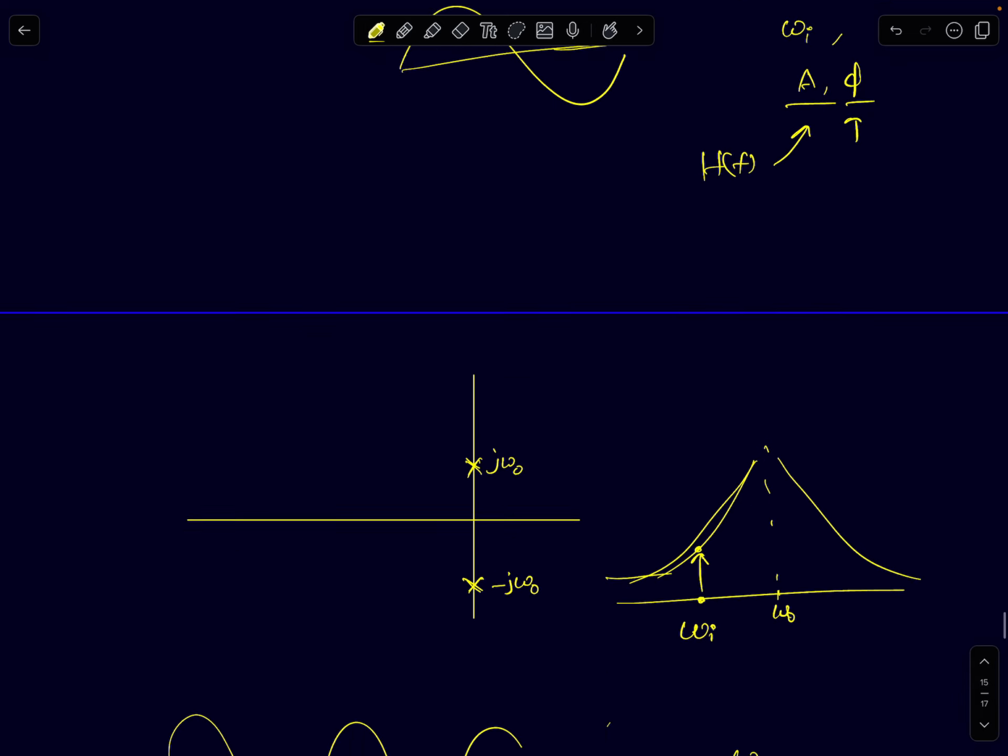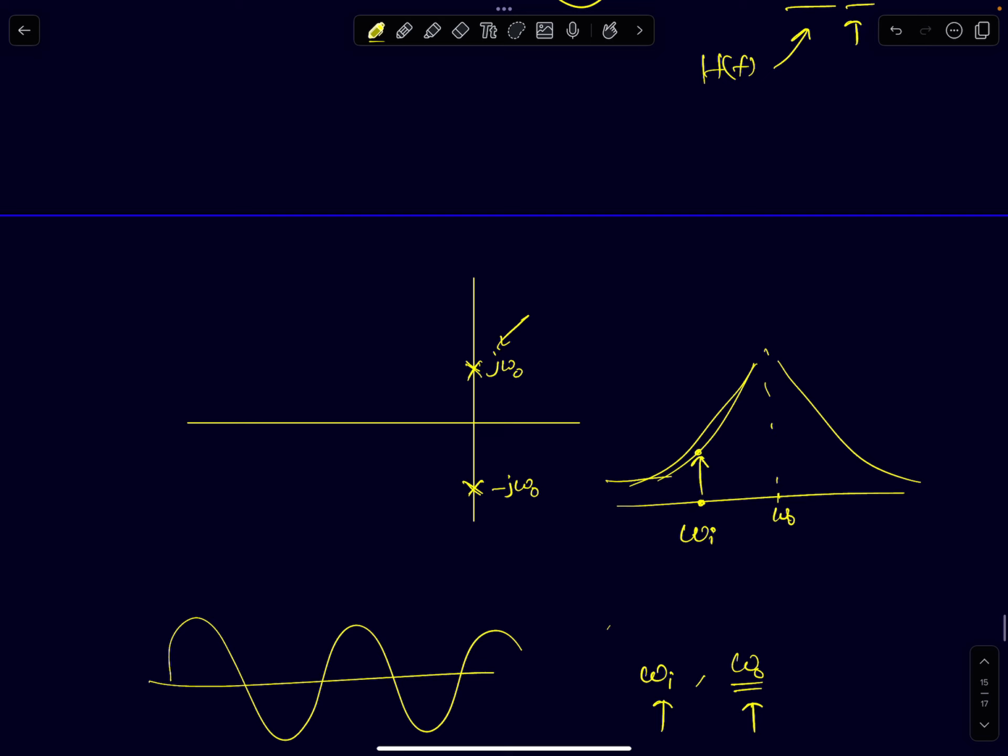This is true for a stable system. The moment you have poles on the j omega axis, control engineers call these marginally stable systems. For circuit engineers, this is unstable. If you have poles on the j omega axis, we call it an unstable system because they are oscillators.